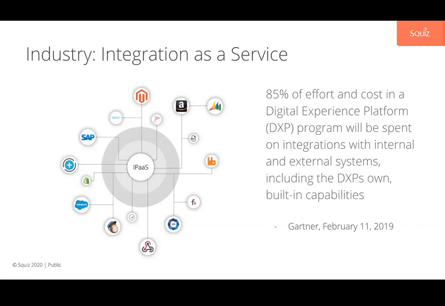They've said just recently, last year, 85% of the effort and cost in a DXP platform is going to be spent on integrations. And importantly, those integrations are with internal and external systems, but they're even often with the DXP's own functionality. So it's often overstated the degree to which a DXP platform's different systems work with each other. Yeah, and so this is a really common problem.